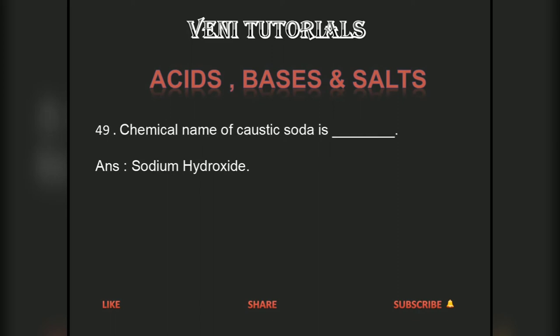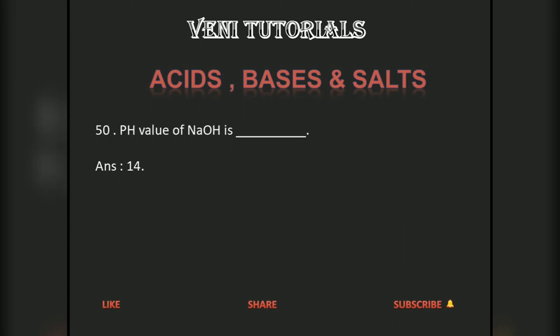Chemical name of caustic soda is dash. Answer, sodium hydroxide. Chemical formula NaOH. pH value of NaOH is dash. Answer, 14. pH full form, potential of hydrogen.